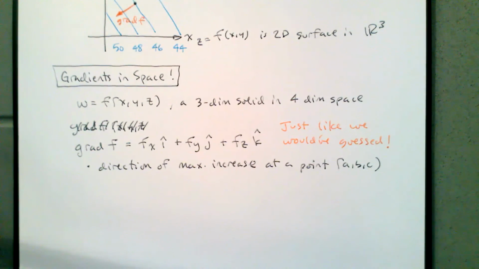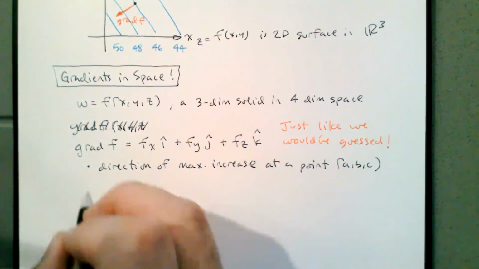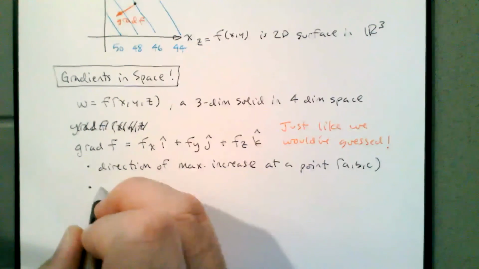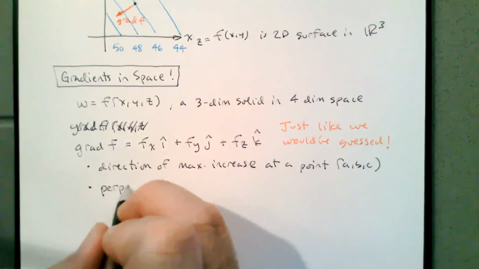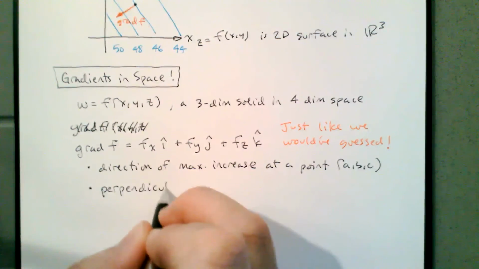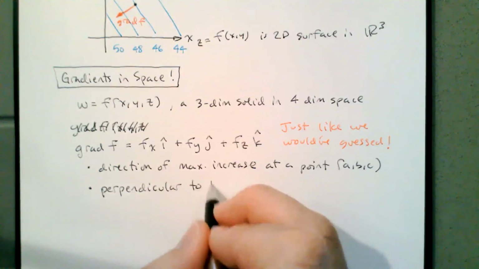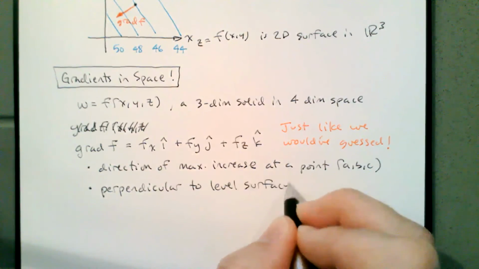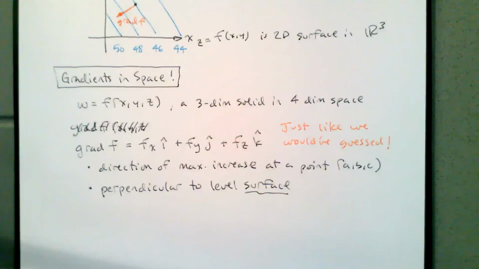It's also going to be perpendicular. It's a vector, so it will be perpendicular to the level surface. Since we have a function of three variables, we don't have contours, which are level curves. We have level surfaces. Everything just goes up one dimension.